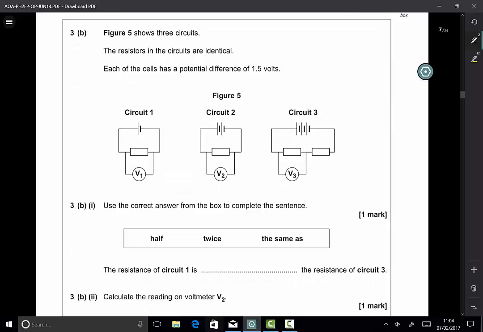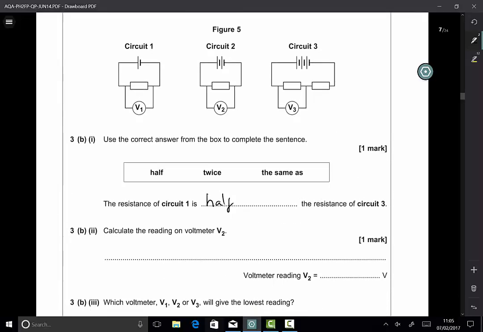Okay, figure 5 shows 3 circuits. The resistors are identical. That's going to be important later on. And each of the cells has a potential difference of 1.5 volts. Use the correct answer from the box to complete the sentence. The resistance of circuit 1 is something the resistance of circuit 3. So if we look at circuit 1, there's 1 resistor and circuit 3 has 2 resistors. We know they're identical, so circuit 1 must have half the overall resistance.